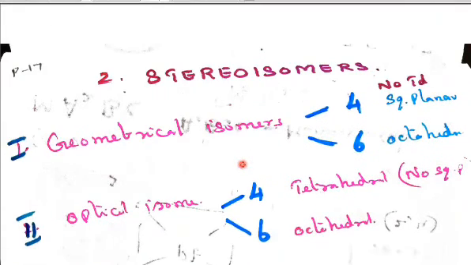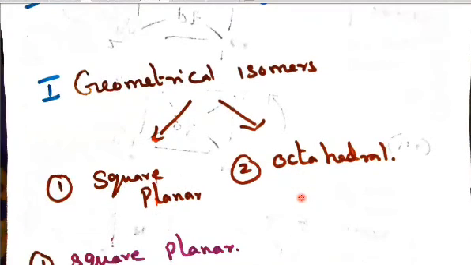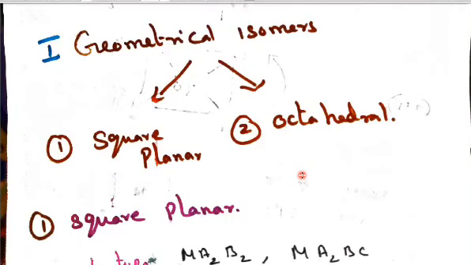Coordination number 6 means octahedral. This is one more question. No tetrahedral, only square planar if the coordination number is 4 in geometrical isomerism, whereas in optical isomerism, coordination number 4 is tetrahedral, no square planar. But in both, coordination number 6 is octahedral. So this is one more question. Let us see geometrical isomerism: no tetrahedral, only square planar and octahedral. Coordination number 4 for square planar, coordination number 6 for octahedral.